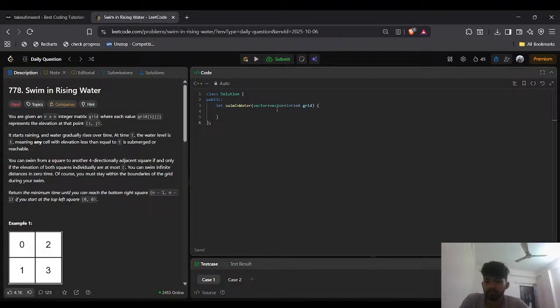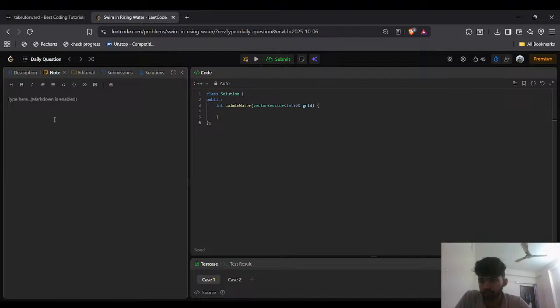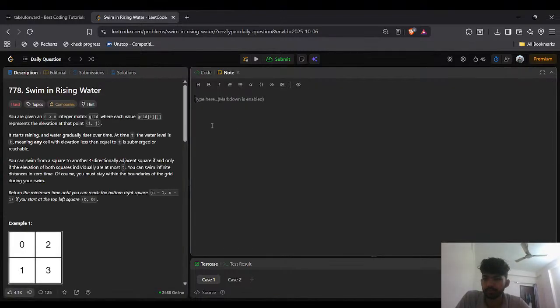What we have, usually I think I will write on paper, or should I use this, or should I use notes? Let's try to use notes. First of all, we'll see what they have given to us.